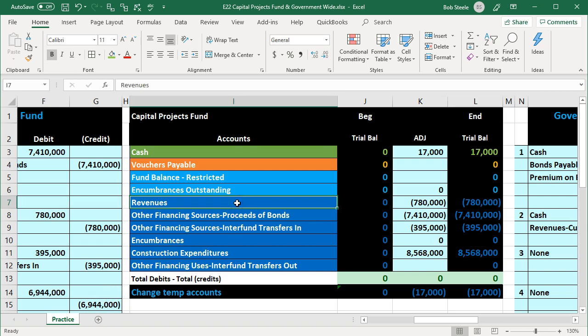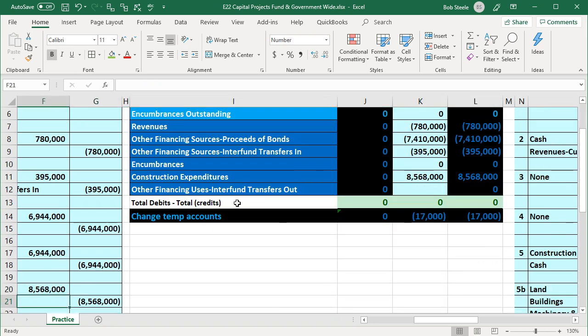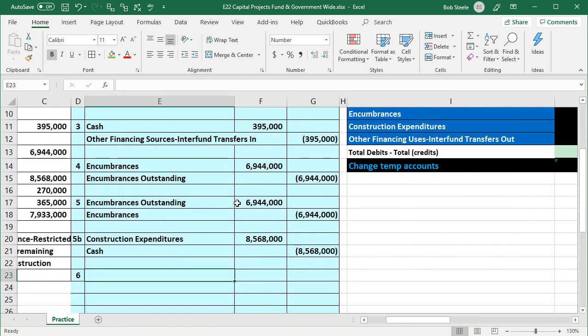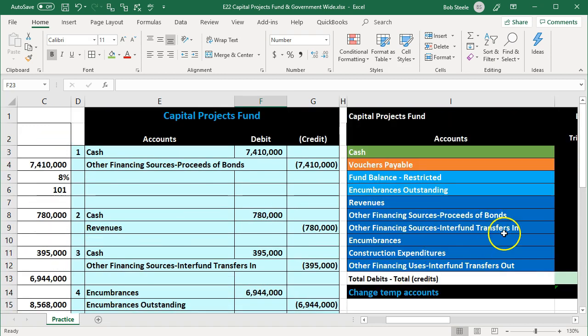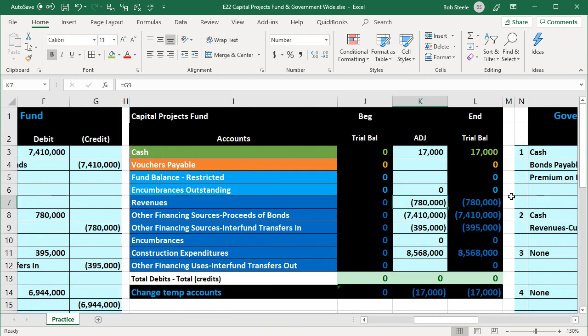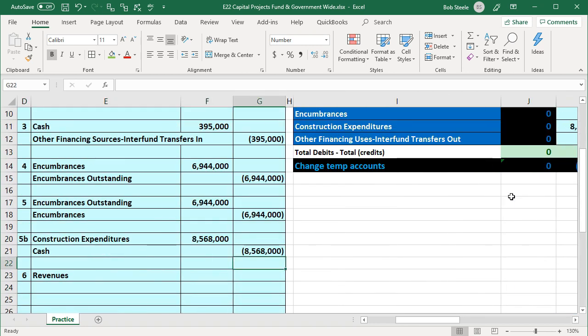So we start off with revenue. It's got a credit balance. We're going to do the opposite thing to it in order to close it. So I'm going to scroll back down and say that our first account is going to be revenue. So here is the revenue account. And what does it have in it? It's got a credit of $780,000. So that's what we need to debit then. I'm going to debit it for $780,000 to make it go down to zero.